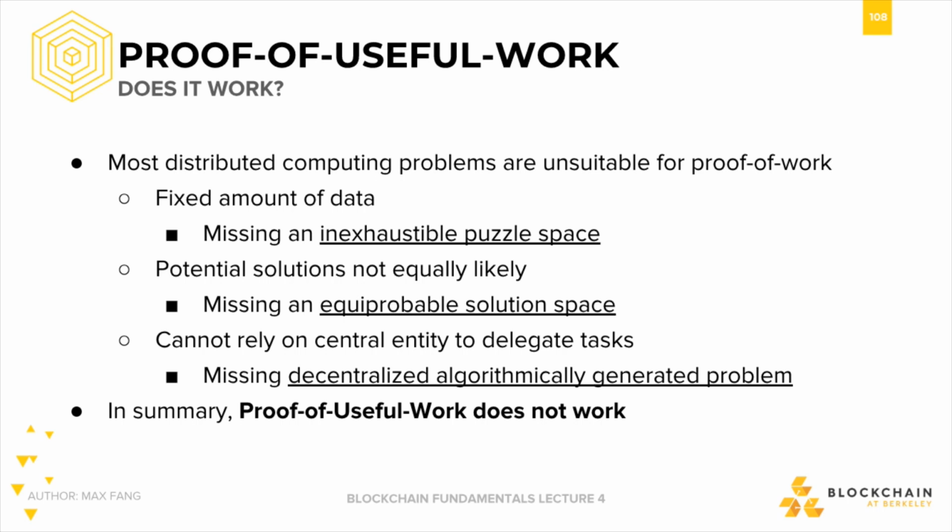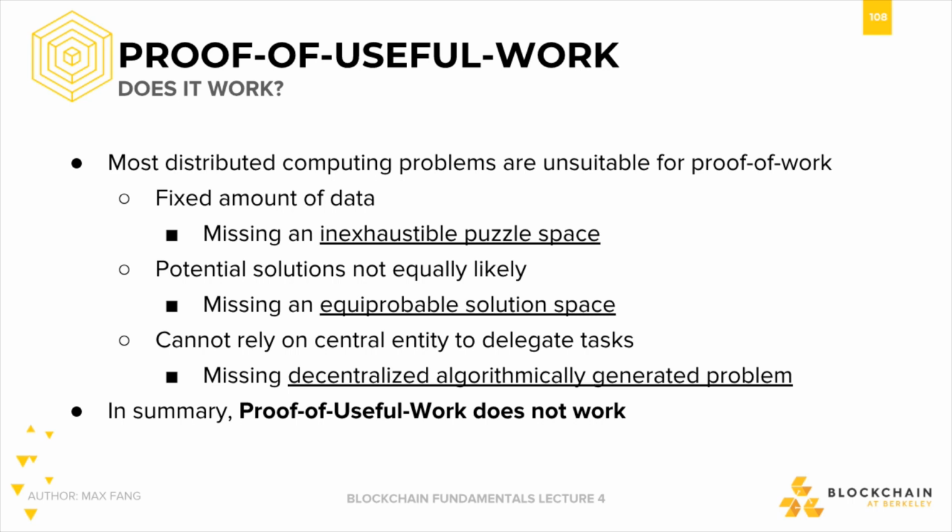And so because of this inexhaustible puzzle space requirement, it becomes difficult to do things like proof of useful work. Another reason is potential solutions are not equally likely. If you think about modeling proteins, there are some iterations that are more likely than others, which means that we don't have that requirement. If you think back to what we require from a puzzle, we need all solutions to be equally probable so that everybody has an equal chance of finding a solution, which, again, this is not necessarily an example of.